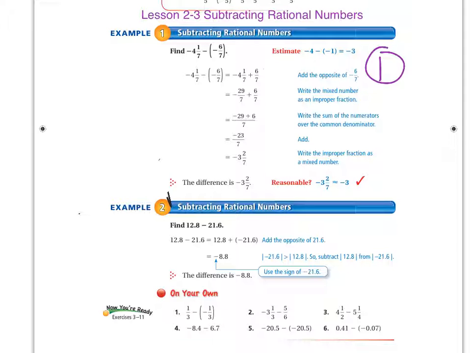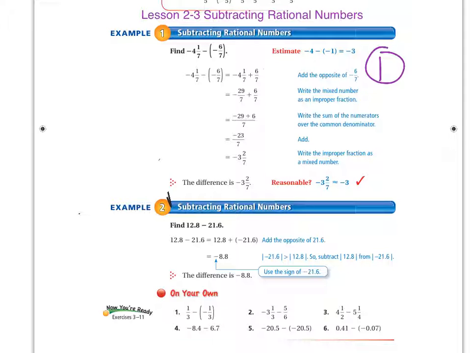Write your sum of the numerators over a common denominator. Okay, so we did that. Right here is our problem. You're going to take negative 29 over 7 plus 6 over 7, and you're going to rewrite that, because we have those common denominators, as negative 29 plus 6 all over 7. And then you're going to add. That would be our next step.